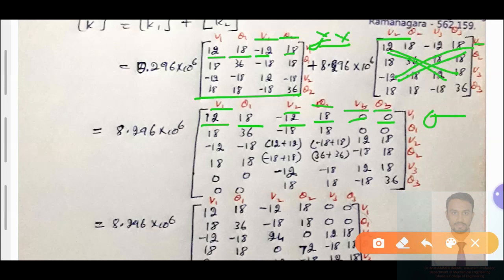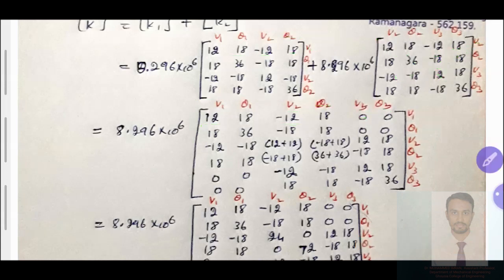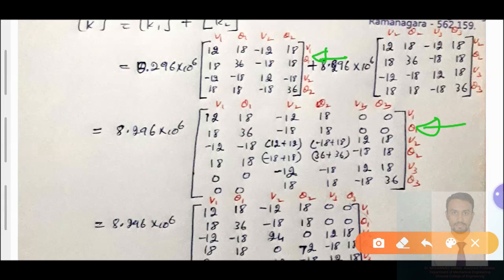V1 theta 3 value equals 0. Similarly, we need to get the second row first column, second row second column, second row third column, second row fourth column, second row fifth column and second row sixth column, with respect to V1 V2 V3 theta 1 theta 2 theta 3. We have theta 1, so where exactly is it in a row? We need to identify with respect to the row. We have theta 1 here, but we don't have theta 1 in the second matrix, so we need to get all the values from this first matrix.